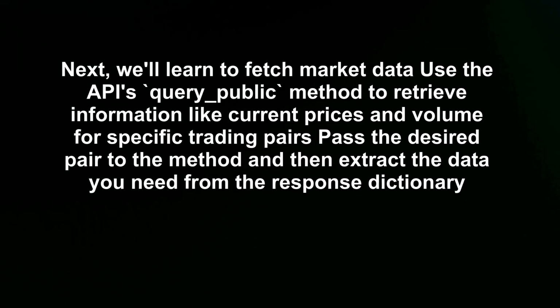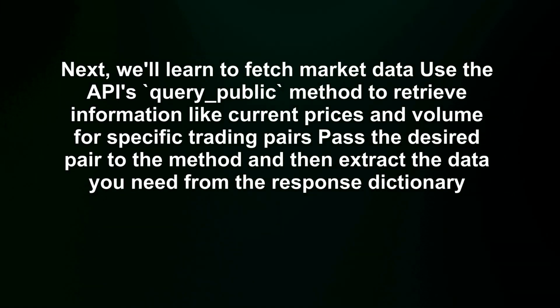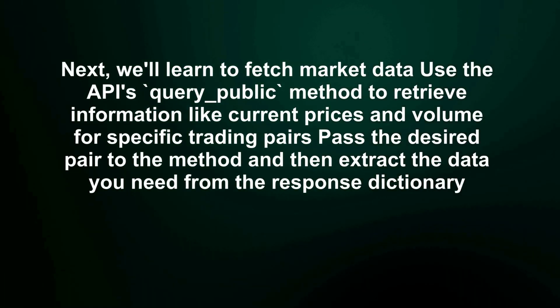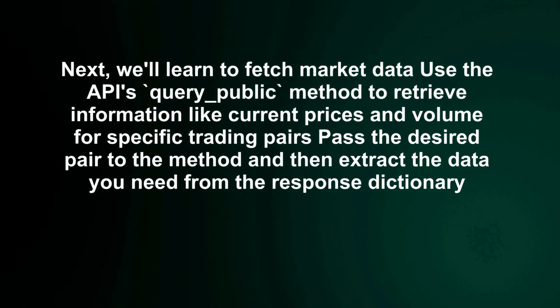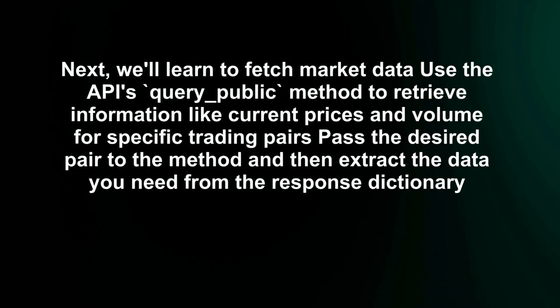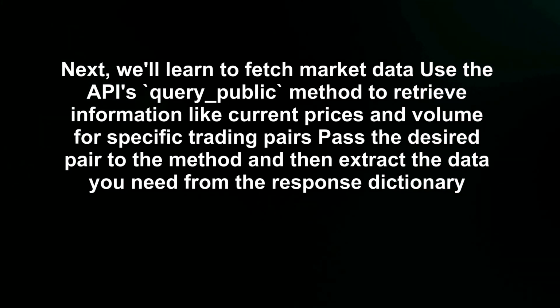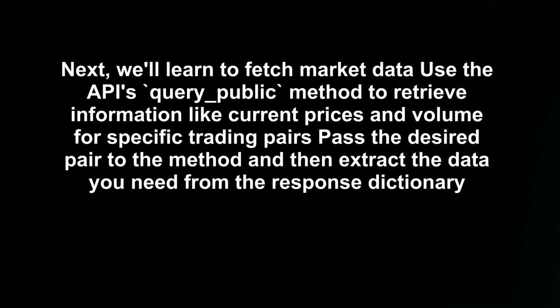Next, we'll learn to fetch market data. Use the API's query_public method to retrieve information like current prices and volume for specific trading pairs. Pass the desired pair to the method and then extract the data you need from the response dictionary.